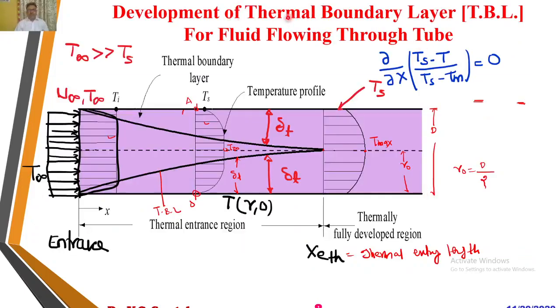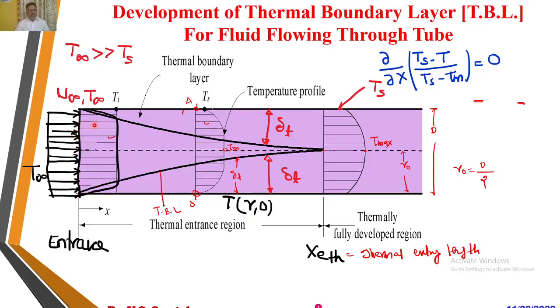Now, development of thermal boundary layer, TBL, for a fluid flowing through the tube. Let us consider the temperature of the fluid is higher than the tube surface temperature. That is, hot fluid is flowing through the cold surface. So let us consider a fluid with free stream velocity u infinity and temperature T infinity entering into the tube. At the inlet of this tube, the temperature profile will be uniform and constant.